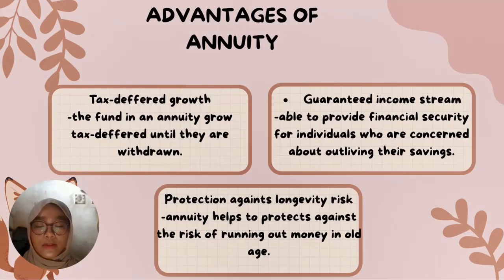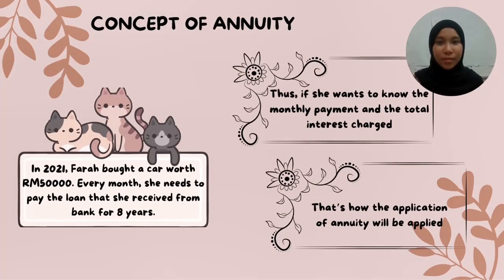The advantages of annuity are, first, tax deferred growth. The funds in an annuity grow tax deferred until they are withdrawn. Second, guaranteed income stream, which is able to provide financial security for individuals who are concerned about outliving their savings. The last one is protection against longevity risk. Annuity helps to protect against the risk of running out of money in old age. So this is the concept of annuity.